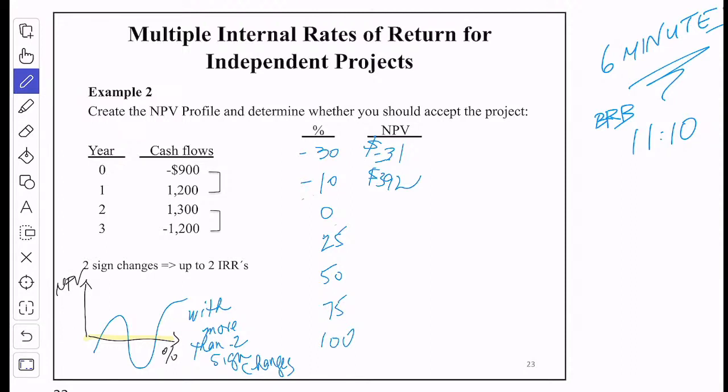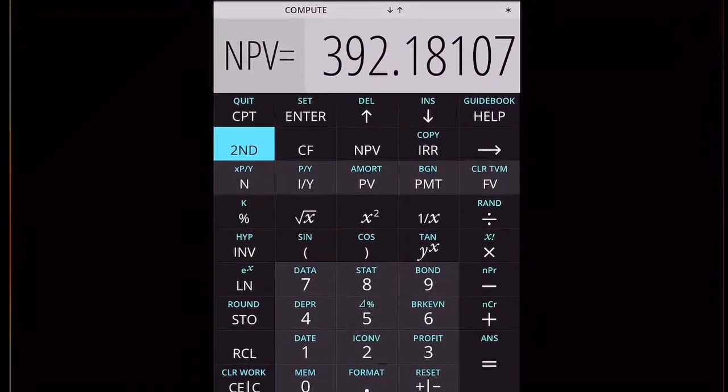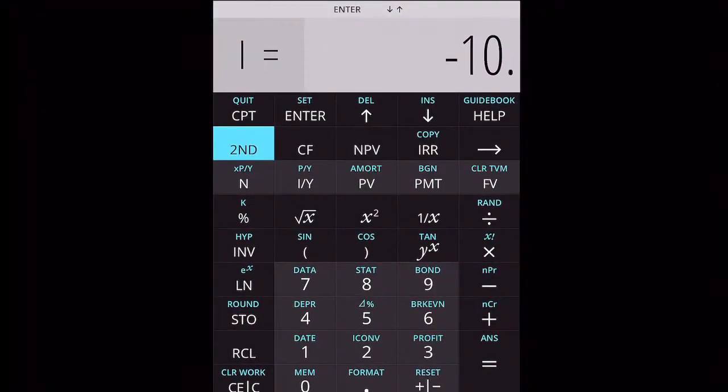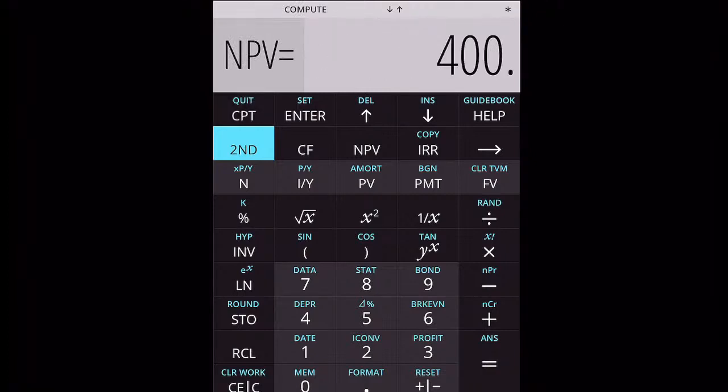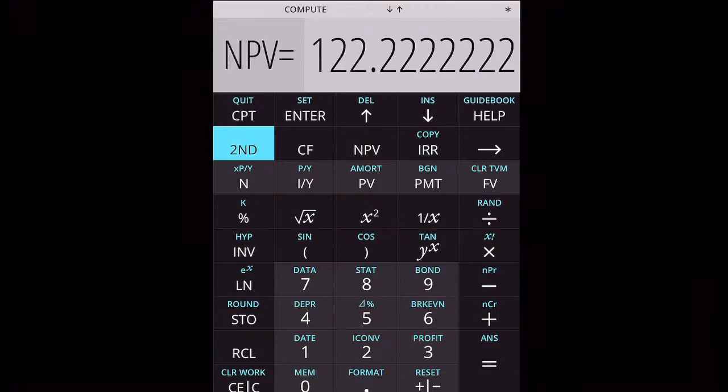All right, so let's continue. So I'm going to enter 0, 25, 50. So I'm going to enter 0, enter, down, compute. So that's a positive. So this is going to be positive. Now I'm going to enter 25, enter down, recompute. Still positive. Then 50, enter down, compute. Still a positive. 75.